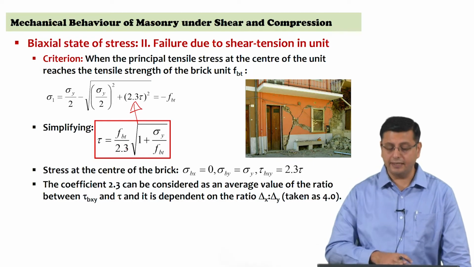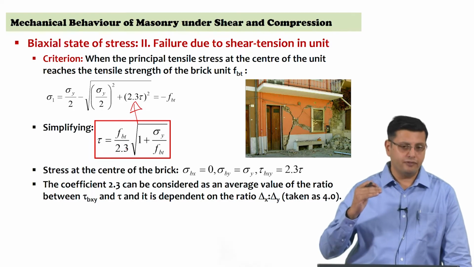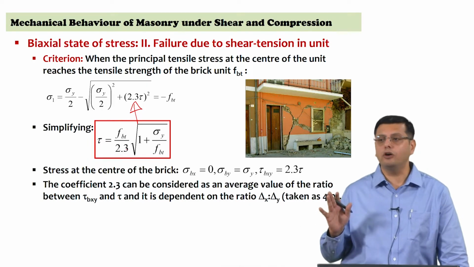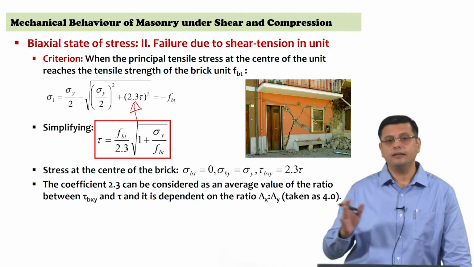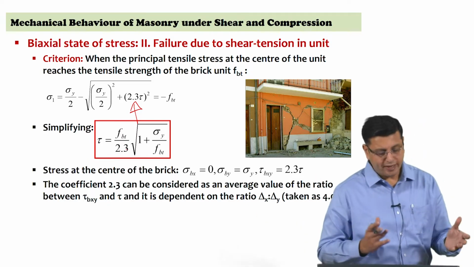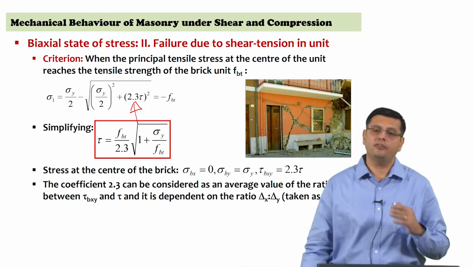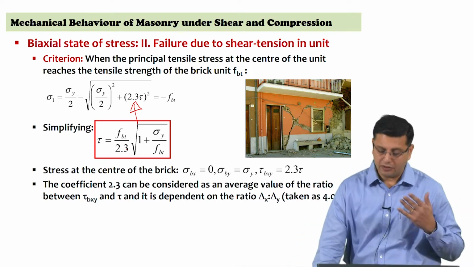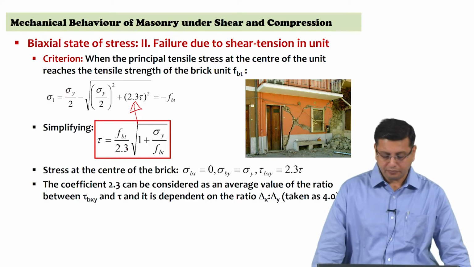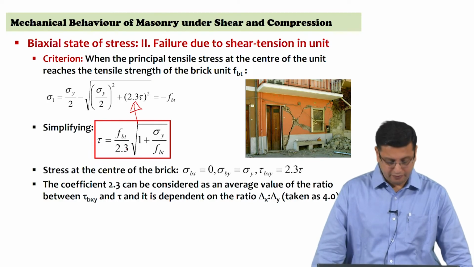Okay, so this is our second criterion, where we expect the level of precompression in the wall, or the average normal stress in the wall, to be of intermediate range, right. It is neither too high nor too low, and we expect the failure mechanism in that range to be because of the formation of tensile cracking due to the combination of lateral force and the axial force itself.